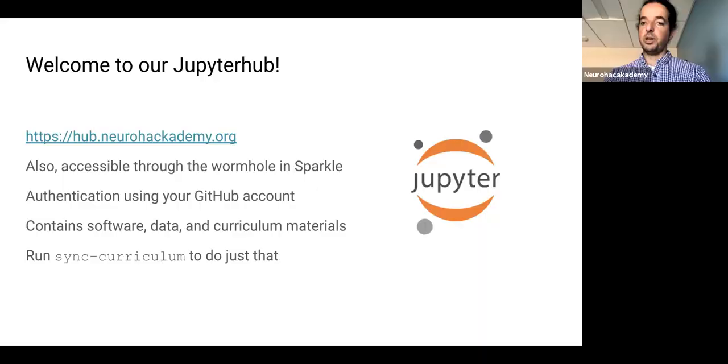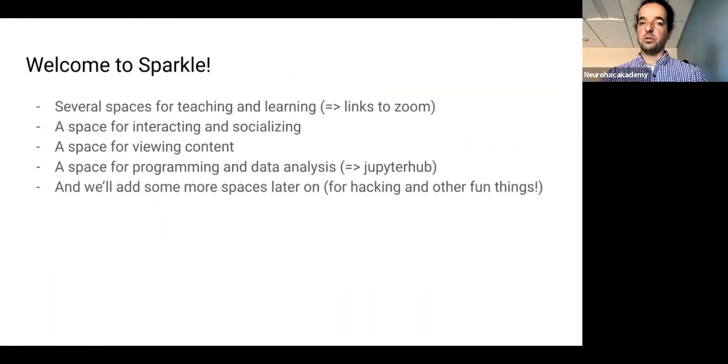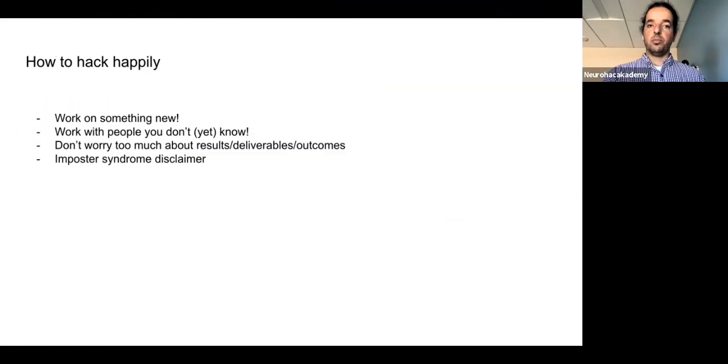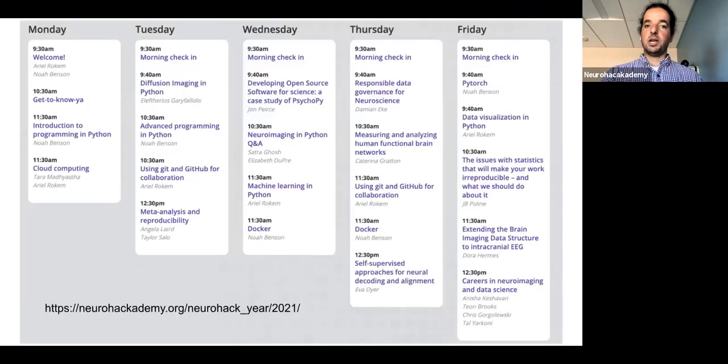I actually remembered something that I should have pointed out when I was talking about the schedule. I want to point out one thing about the schedule, and that is the fact that we've designed things so that there are some things that happen in parallel. For example, later today, there'll be introduction to programming in Python parallel to cloud computing. Tomorrow there'll be Git and GitHub in parallel to advanced programming in Python. And this is by design.